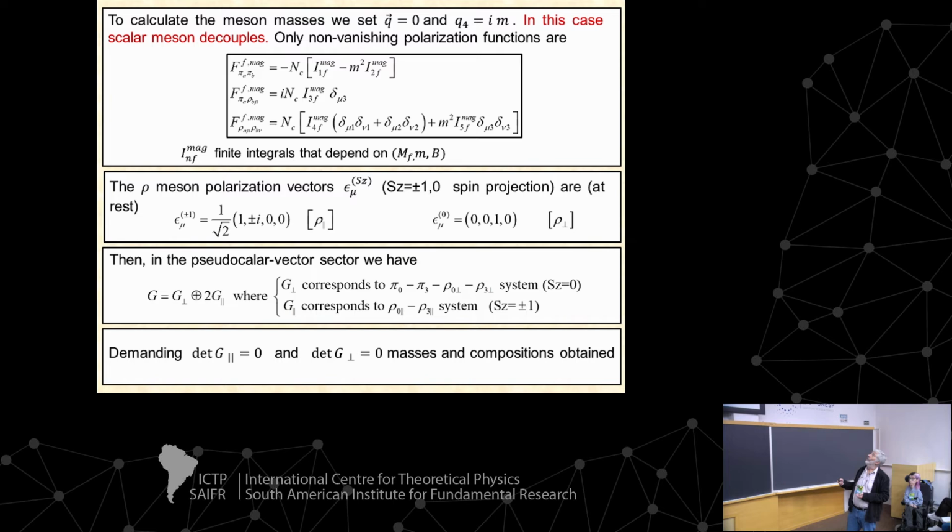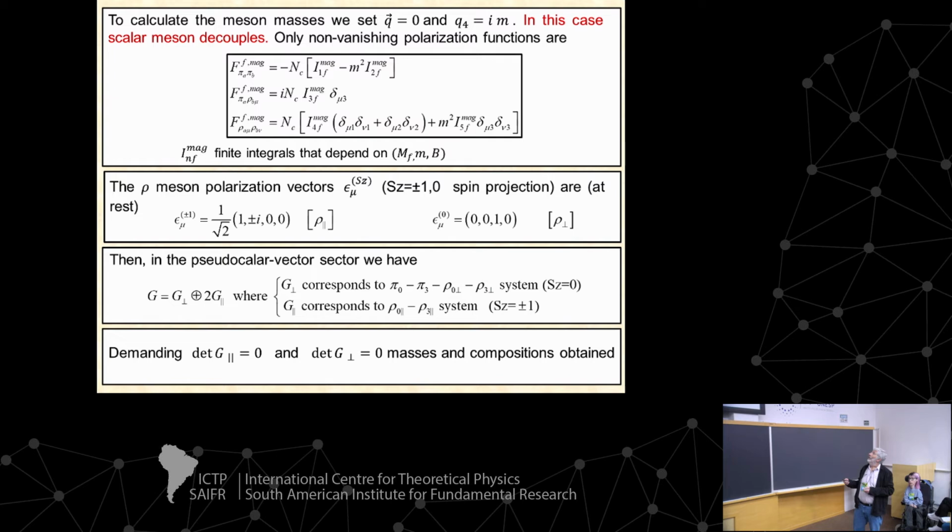There's a pi A, pi B, meaning that, for example, the pi 0 mixes with pi 3. This means that eta mixes with pi, if you like. But there is also a mixing between pi and rho because the magnetic field breaks spin. So in principle, you can have mixings of that type. And this is non-vanishing. And you have also the rho-rho, of course.